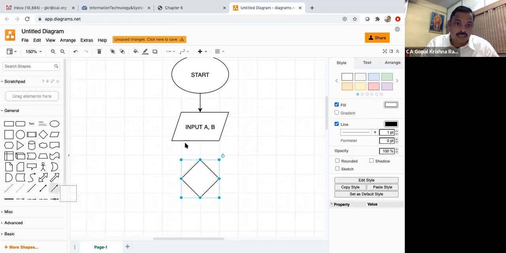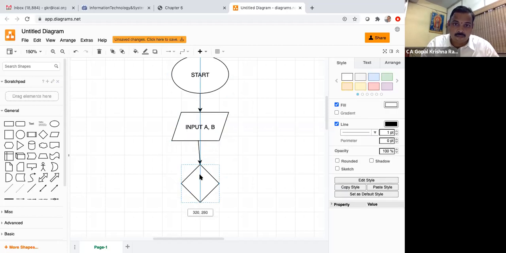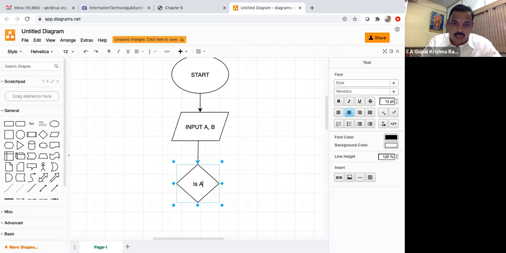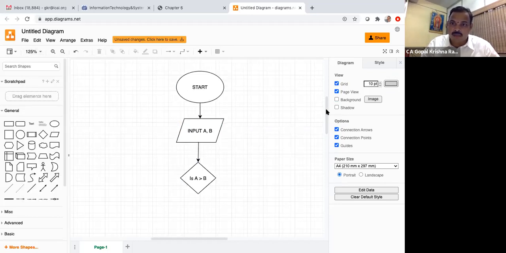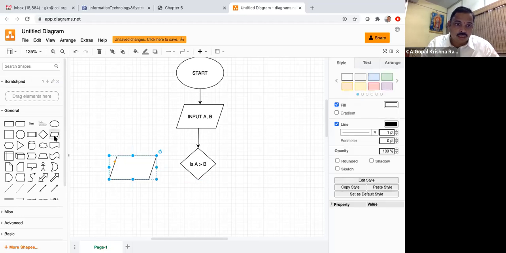So again, I will connect it. So is A greater than B? This is the question. Is A greater than B is the question. So now what I will do, for example, A is greater or B is greater, any one. So that means two possibilities are there. So I'll again have a parallel, and I will have one more parallel.